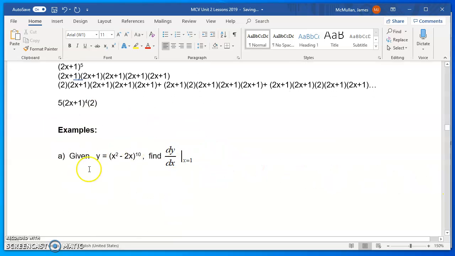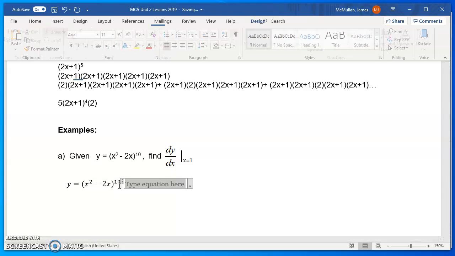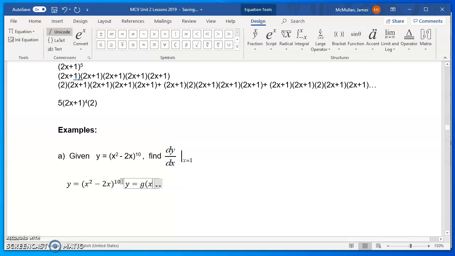So let's try this in an example here. It says y equals x squared minus 2x to the power of 10. So again, if we were to write this in the form y equals g of x to the power of 10, then we know that y prime is equal to 10 times g of x to the power of 9, and then times g prime.